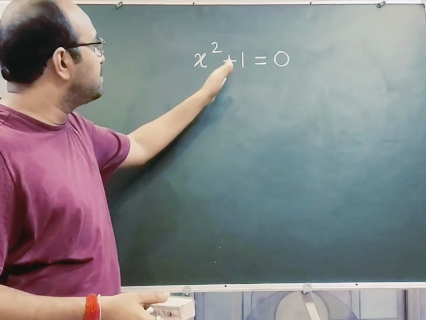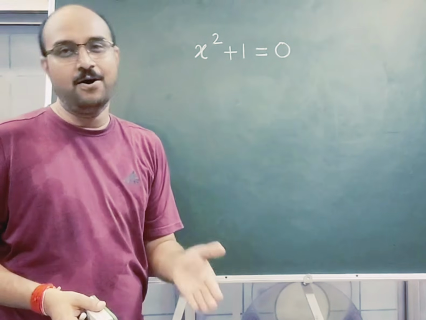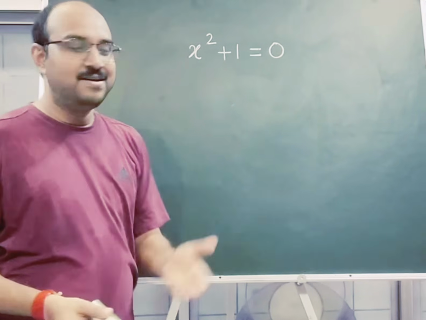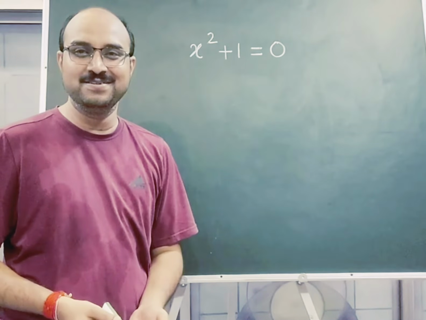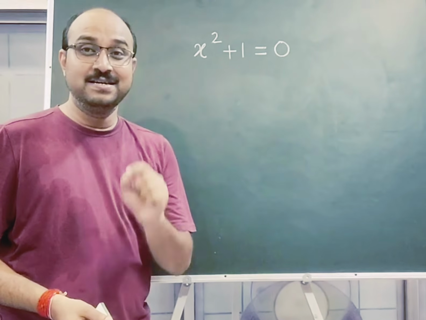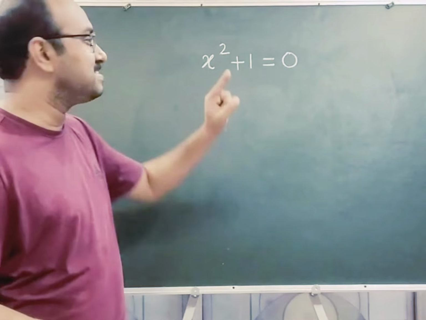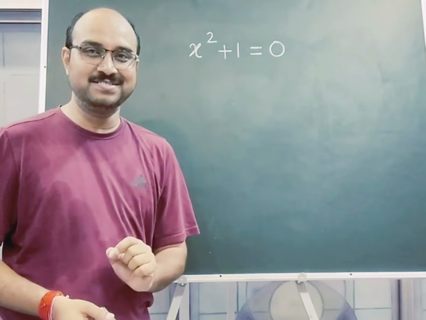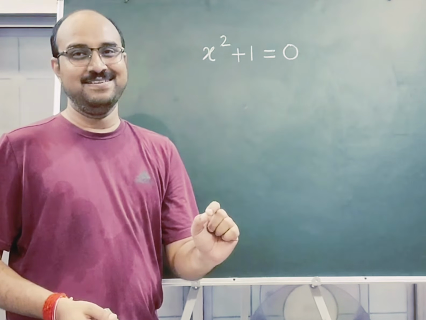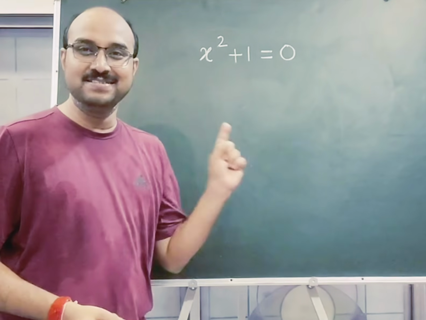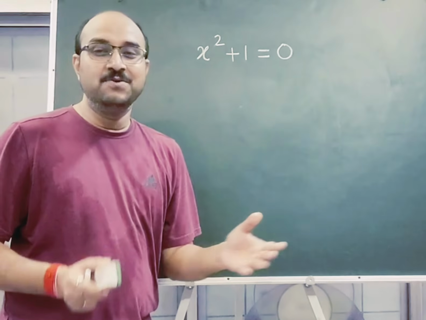Because if you square any number, negative or positive, it will be non-negative. Now a non-negative number plus 1, how can it be equal to 0? Here comes the point that there exists no real number which satisfies this equation. Mark my words, there exists no real number that satisfies this equation. Now if there are no real numbers which satisfy this equation, mathematicians thought there might exist a different class of numbers which are not real.